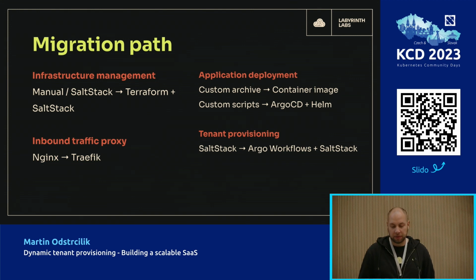Also, as I mentioned, we were migrating from VMs to Kubernetes. We needed to change how the application is deployed. So we went from custom archives and custom deploy scripts to container images, a GitOps pattern using Argo CD, and Helm for the packaging.